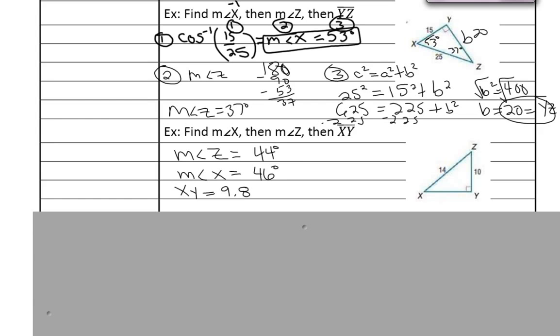Okay, you should have gotten the measure of angle z is 44 degrees, x is 46 degrees, and xy is 9.8. And that is to the nearest tenths place. If you did not get any of those answers, please raise your hand and let one of us know.